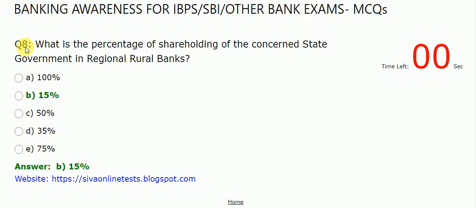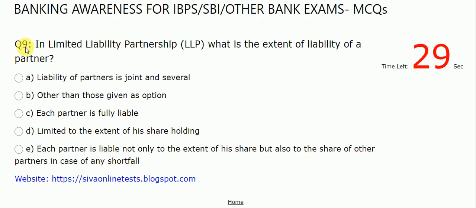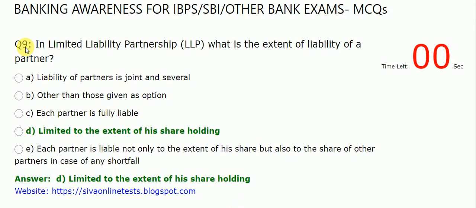Question 9. In a limited liability partnership, LLP, what is the extent of liability of a partner? Options. A. Liability of partners is joint and several. B. Other than those given as options. C. Each partner is fully liable. D. Limited to the extent of his shareholding. E. Each partner is liable not only to the extent of his share, but also to the share of other partners in case of any shortfall. Answer. D. Limited to the extent of his shareholding.